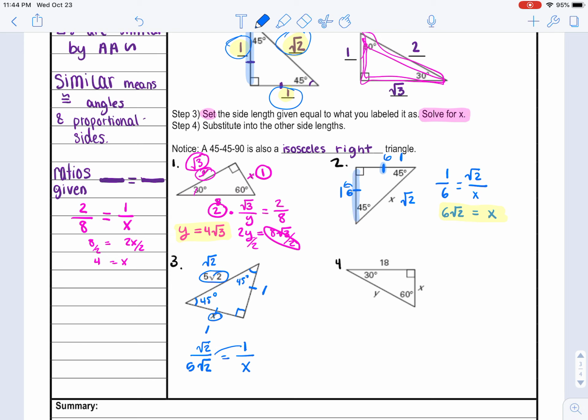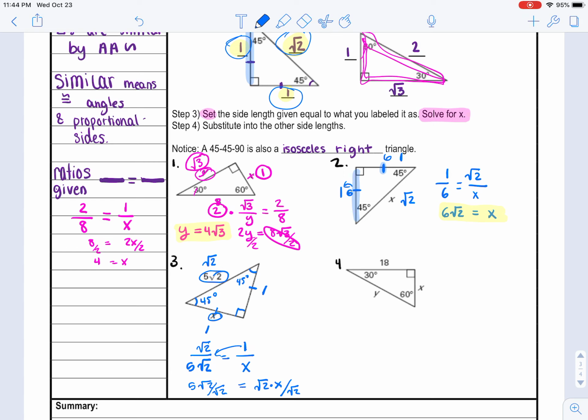We cross multiply. 1 times anything is just itself. So 5 radical 2 equals radical 2 times x. Well, to solve for x, yes, this is a radical, but it's just a number. Don't be intimidated by it. This is radical 2 times x. So to solve for x, we simply need to divide by radical 2.